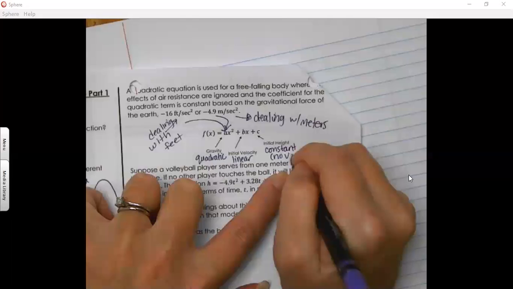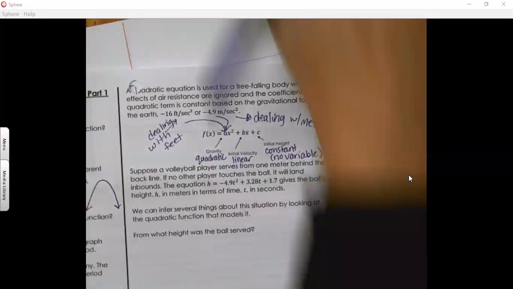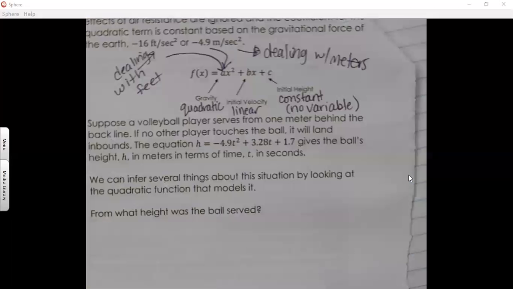So when y'all come asking me when you're doing the homework, what does this mean, the coefficient of the quadratic term? And I look at your notes and you didn't write this down? What do you think I want to say?